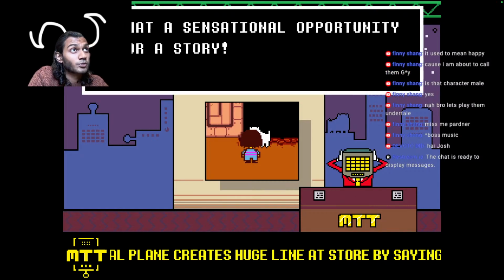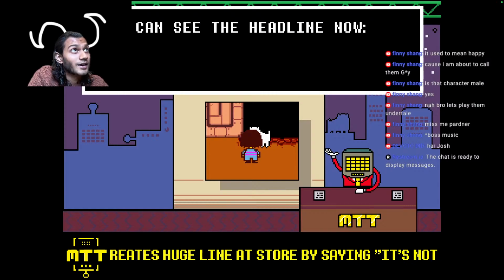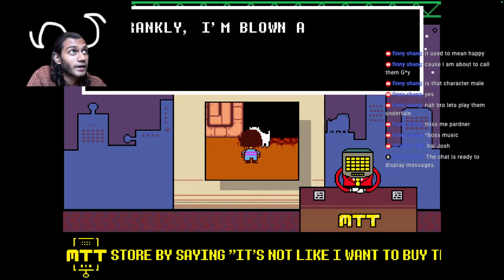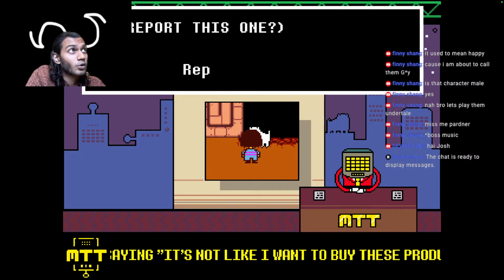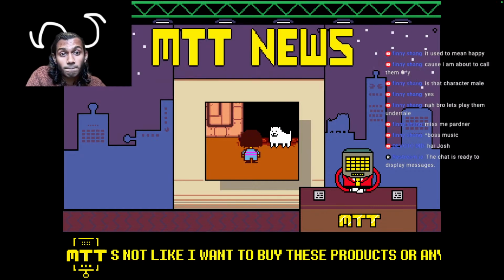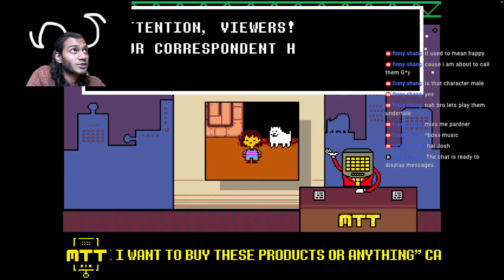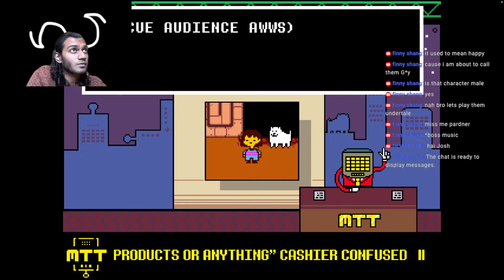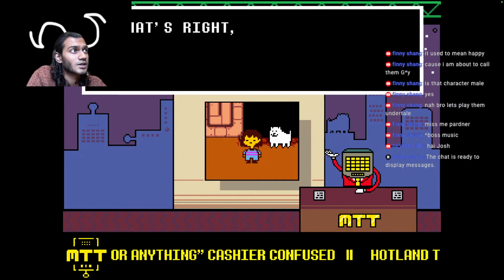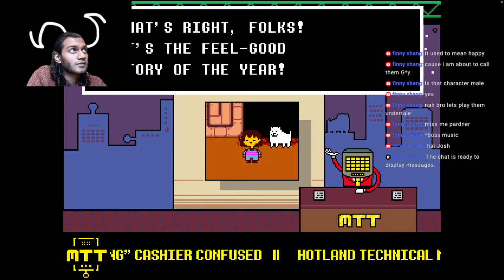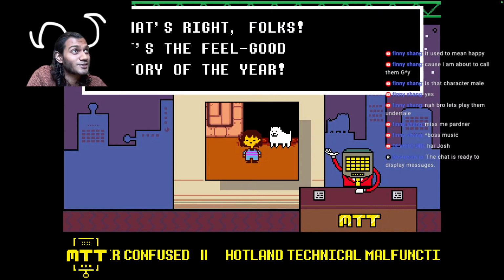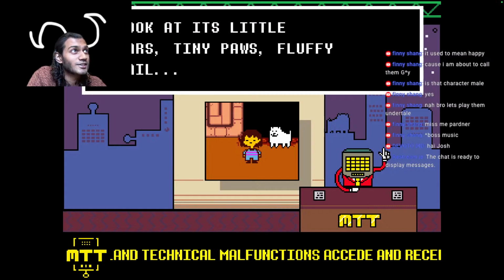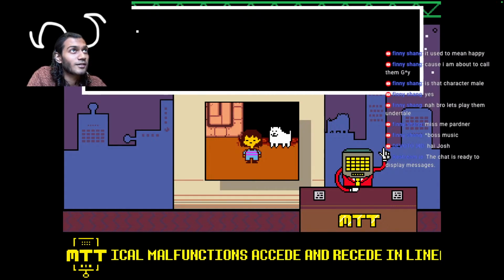What a sensational opportunity for a story. I can't see the headline now. A dog exists somewhere. Frankly, I'm blown away. Report this one, yeah? A white dog. Attention, viewers. Our correspondent has found the dog. Cue audience. That's right, folks. It's a feel-good story of the year. Look at its ears. Tiny paws, fluffy tail.